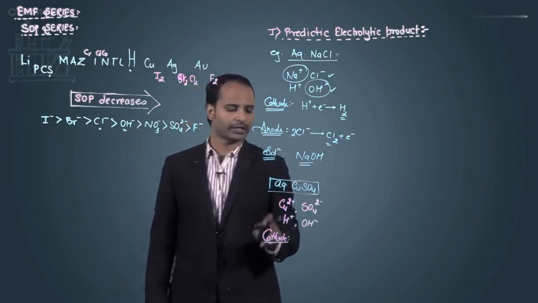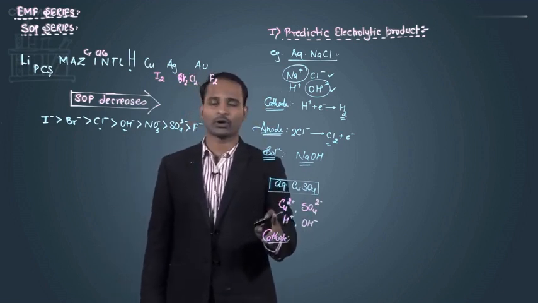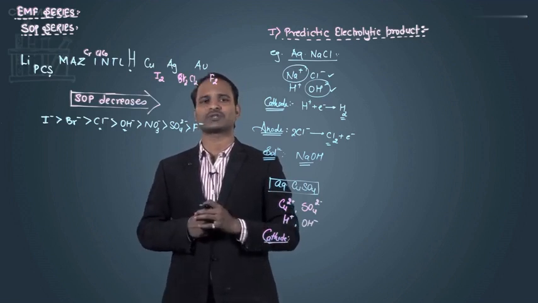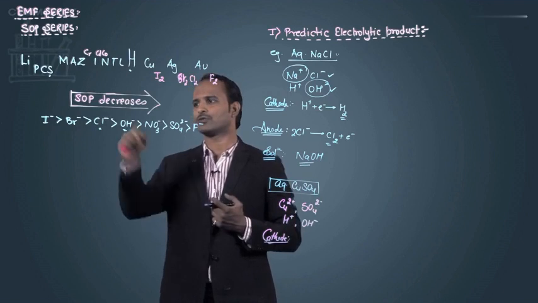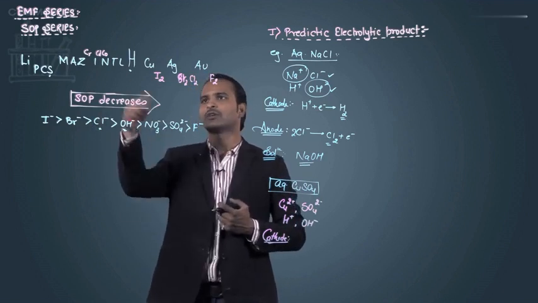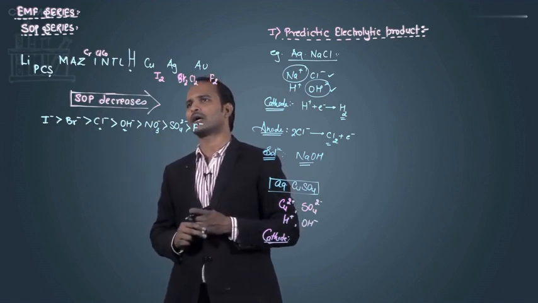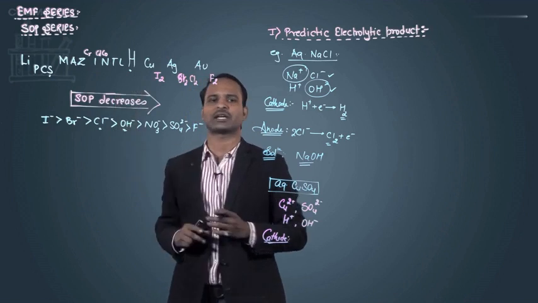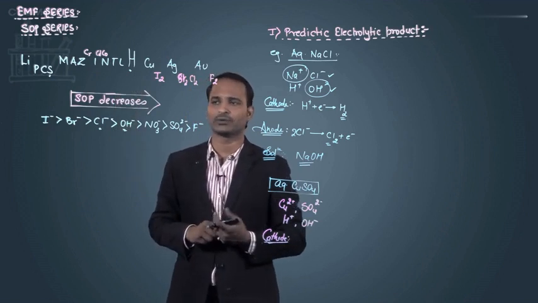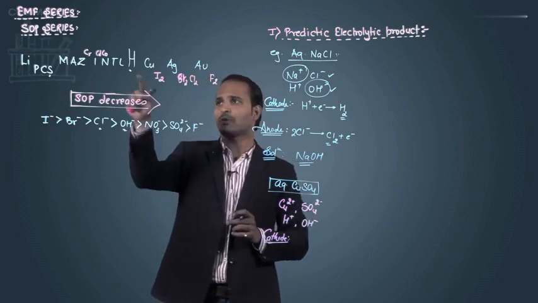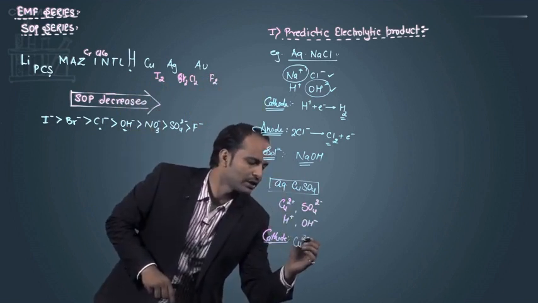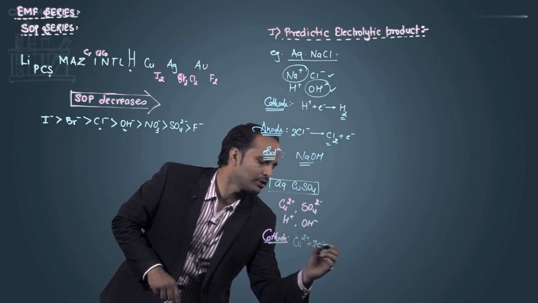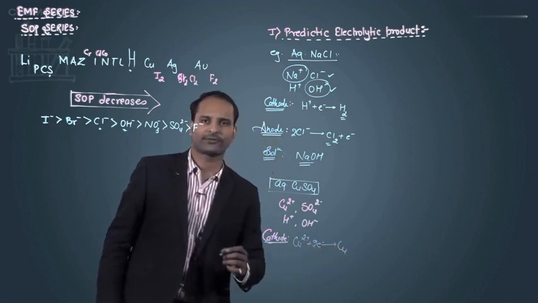At the cathode, the negative electrode, two ions will come: copper and H plus. Now, from copper and H plus, which one will reduce? I have to think about the SRP. The one with the higher SRP value will reduce. Copper has a higher SRP value than H plus, so copper will reduce: Cu2 plus will gain 2 electrons and I will get copper. So at the cathode, copper is forming.